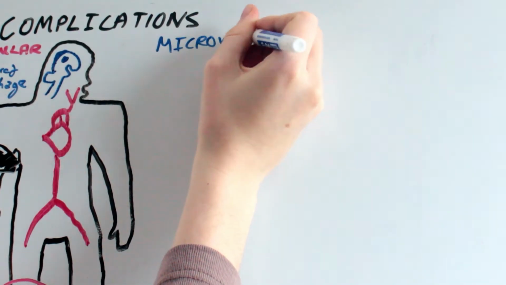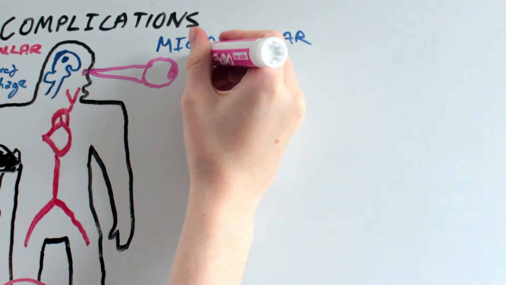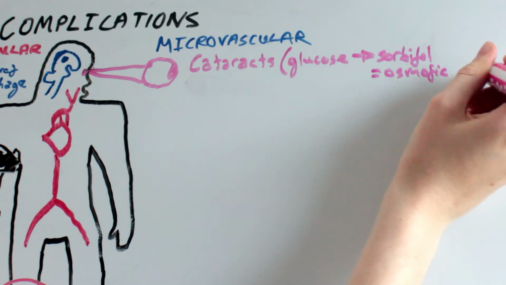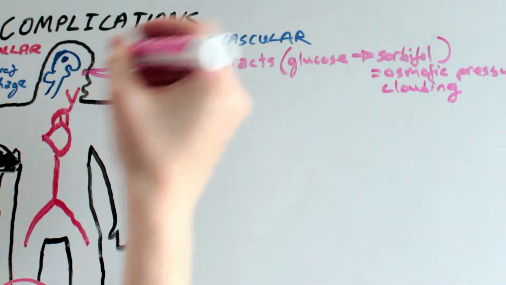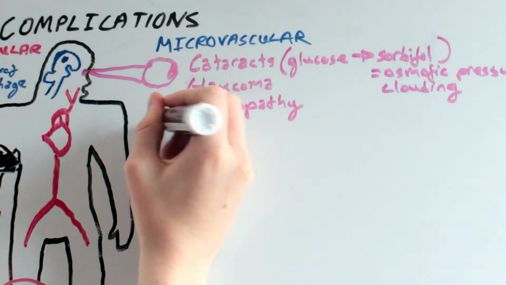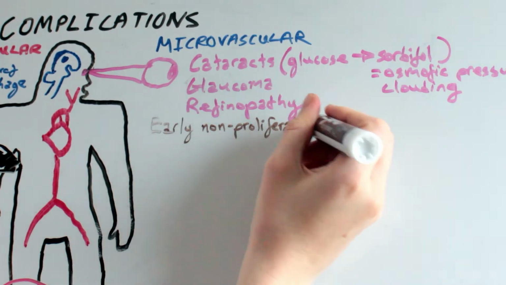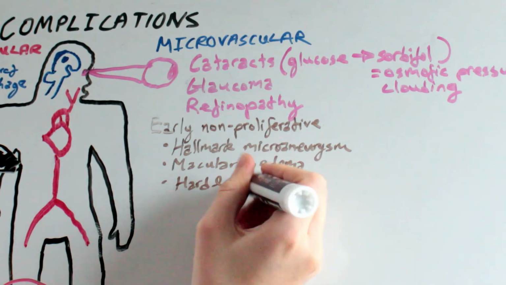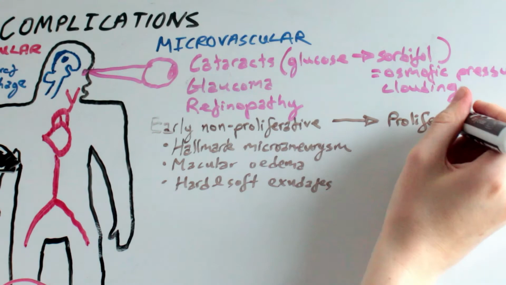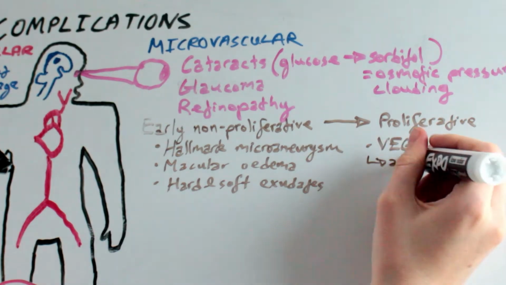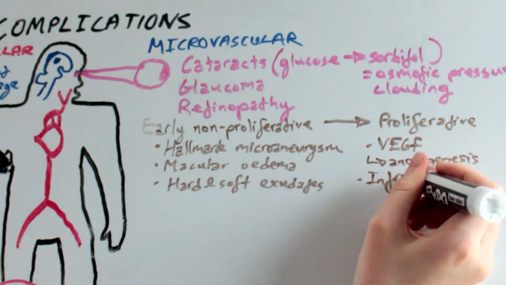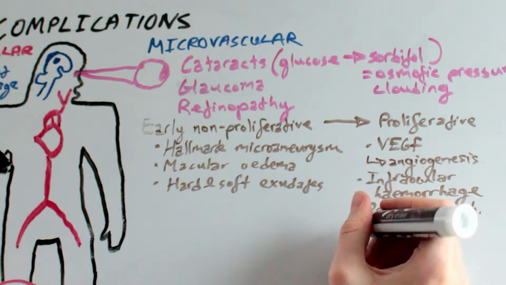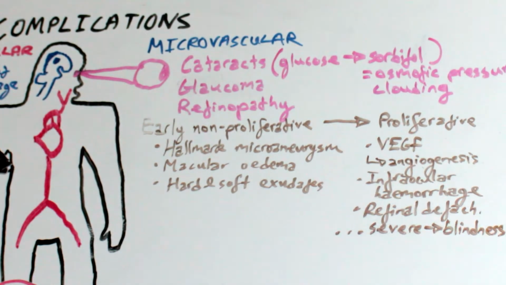Microvascular complications may present with ocular lesions, including cataracts due to glucose being converted into sorbitol, resulting in osmotic pressure and clouding. Glaucoma can occur, and retinopathy can progress from early non-proliferative, where there are hallmark microaneurysms, macular edema, and various exudates, to proliferative retinopathy, where vascular endothelial growth factor causes angiogenesis and can lead to intraocular hemorrhage or retinal detachment. In severe cases, this can lead to blindness.